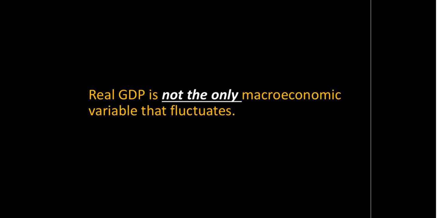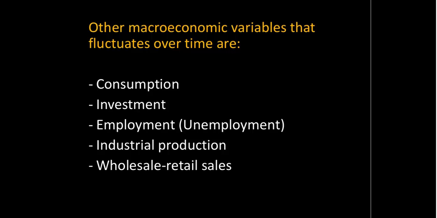But real GDP is not the only macroeconomic variable that fluctuates. There are other macroeconomic variables as well that fluctuate significantly because of business cycles. These other macroeconomic variables are consumption, investment, employment or unemployment, industrial production, and wholesale and retail trade sales. All of these variables fluctuate significantly because of ups and downs in the economy. So let's look at some actual data.